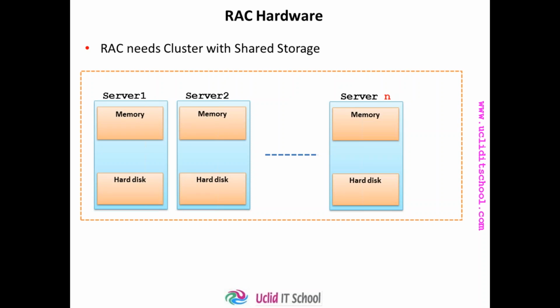So up to 11G, Oracle Clusterware supports 100 servers per cluster. That is called standard cluster. So all the RAC clusters up to 11G are called standard clusters. 12C also has standard cluster in which you can have 100 servers, 100 nodes per cluster. 12C also introduced a new type of cluster called flexi cluster. In flexi cluster, you can have more than 100. You can have thousands of servers in the cluster.